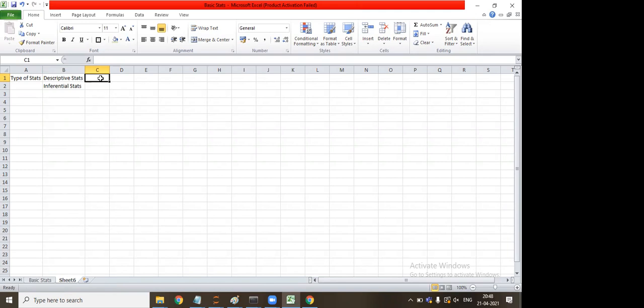Descriptive stats is when we are describing anything. For example, the same thing that we have seen in the last class: we have described what is the mean of the data, what is the median, what is the mode, what is the standard deviation, what is the range, what is the variance. So we have been describing a particular thing. If we are making a graph, a box plot, or many more graphs, it comes under descriptive statistics. So descriptive is when we are describing anything.